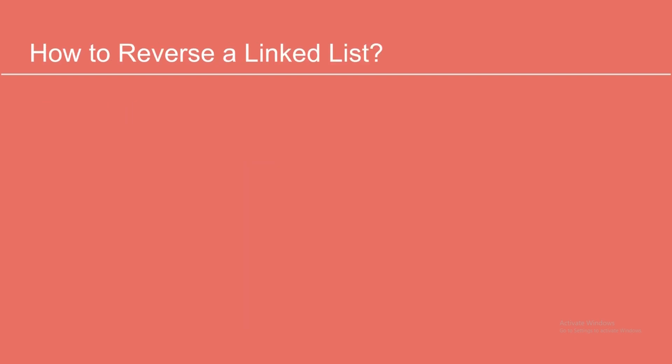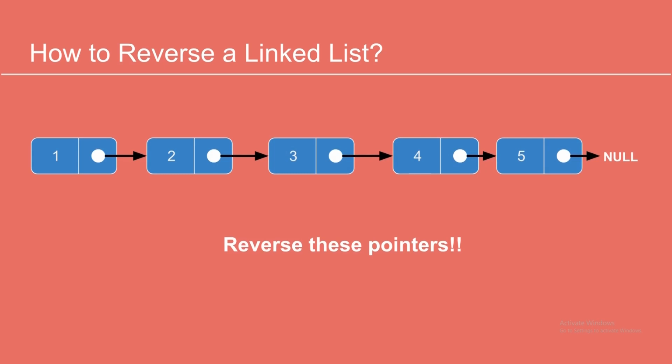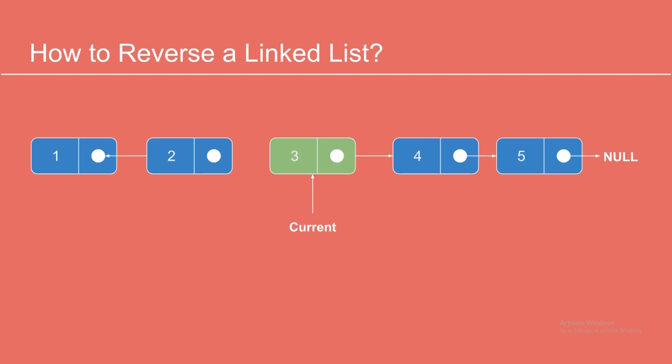Let's learn how to solve this problem. If you want to think about a solution, then pause this video right now. Let's say we are given the following list. We need to reverse these pointers so that they point to the previous nodes instead of the next nodes. Let's say somehow we reverse the list up to node 2. Now we are at node 3. That is, our current node is 3. We need to change this pointer to point to node 2 instead of node 4.